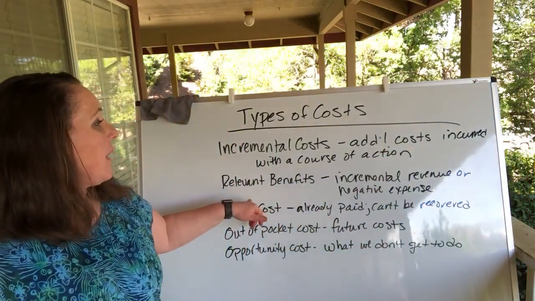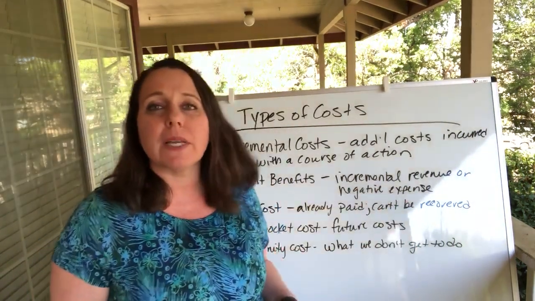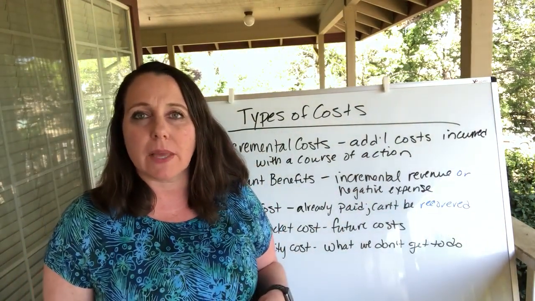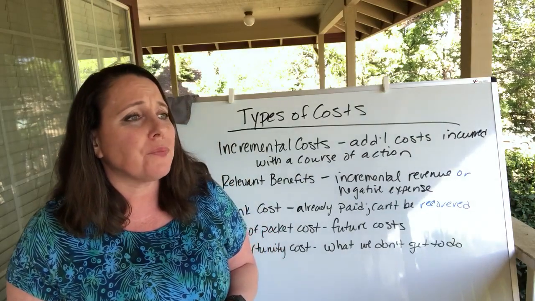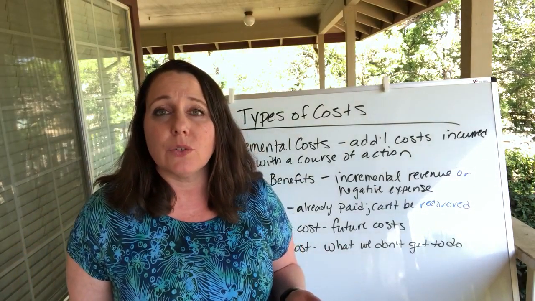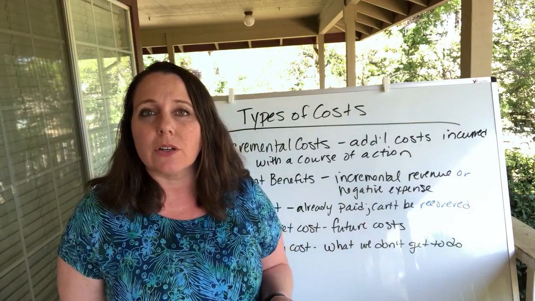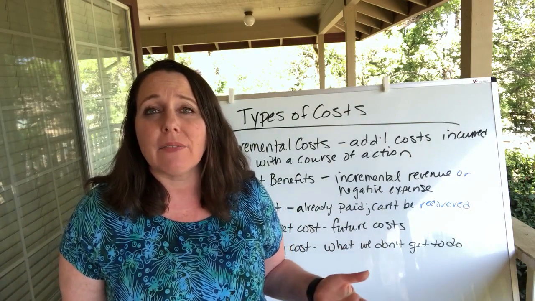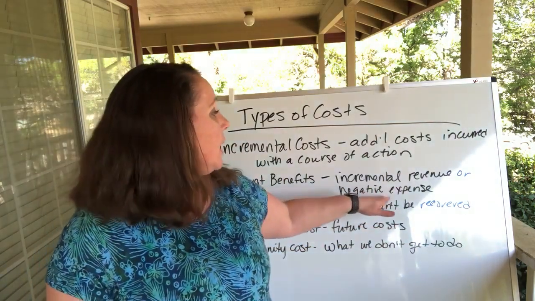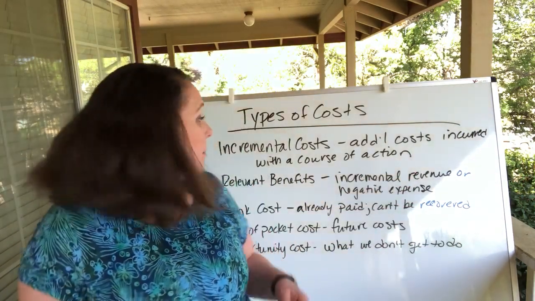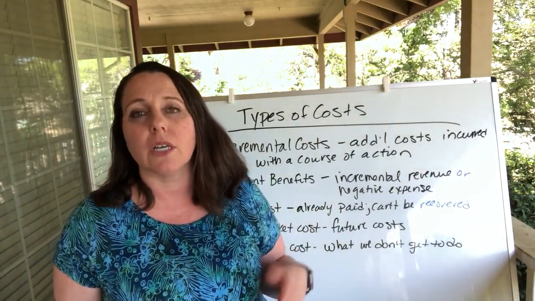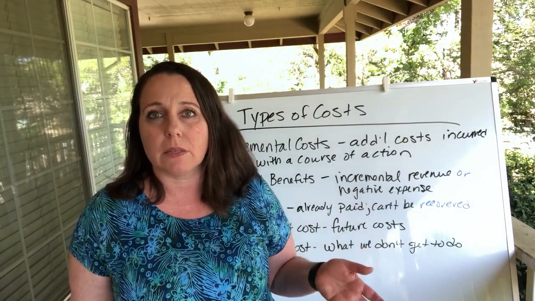So relevant benefits. That's either incremental revenue or a negative expense, a reduction in expenses. For example, if we decide to do siding, it's going to last longer. Instead of having to paint every 5 years, the siding will last 30 years. That would be an incremental or relevant benefit, because that's going to be a reduction in future expenses.